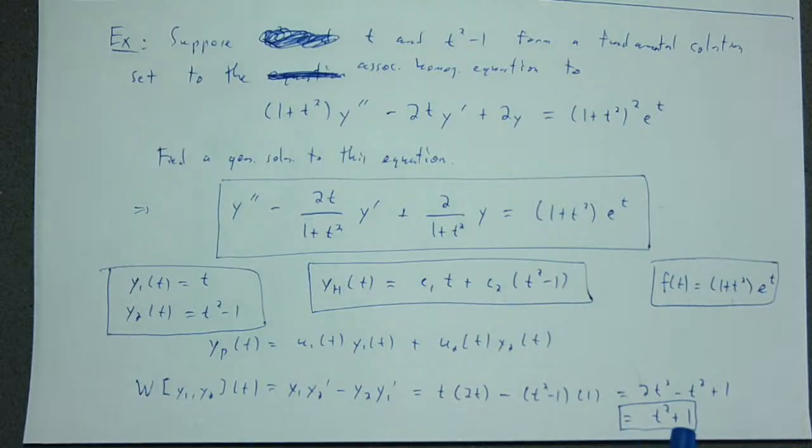So my Wronskian is t squared plus 1. y1 is t. y2 is t squared minus 1. F of t is 1 plus t squared e to the t. So let's see how this factors in.